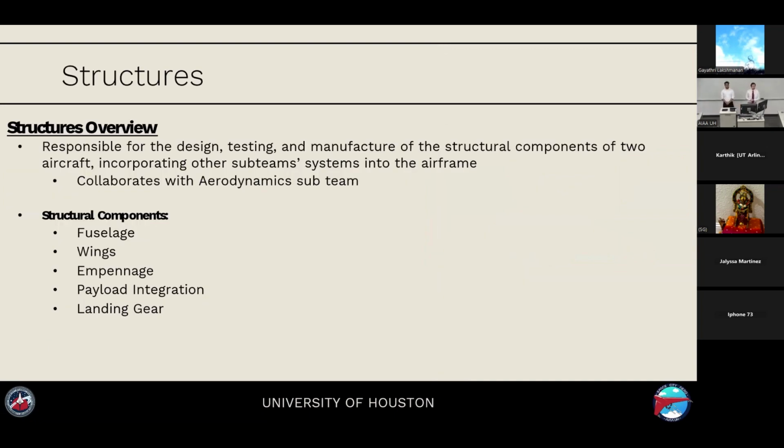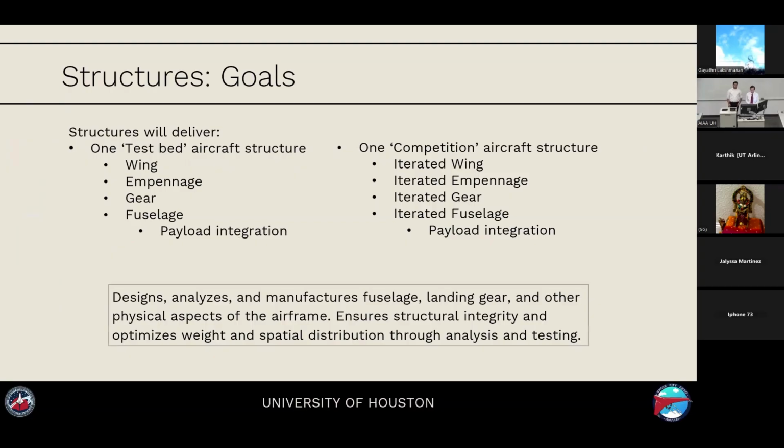So for an overview of our team, this year we will be creating 2 aircraft, a prototype and a final aircraft. As the structures team, we are responsible for designing, testing, and manufacturing structural components for the first aircraft, doing the same with the second using our lessons learned from the first. We will be helping aerodynamics and various other sub-teams with their fuselage, wings, empennage, payload integration, and landing gear. So our goal for structures is to make 2 aircraft. The first aircraft is going to be our test aircraft, where we're going to put it through rigorous testing for us to make our designs better and refine them for our final aircraft.